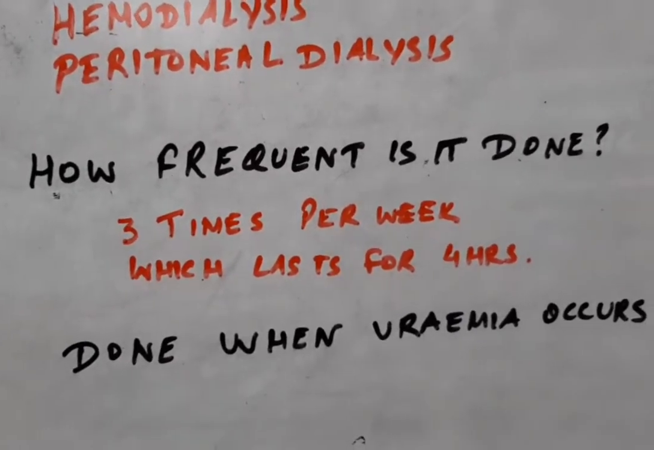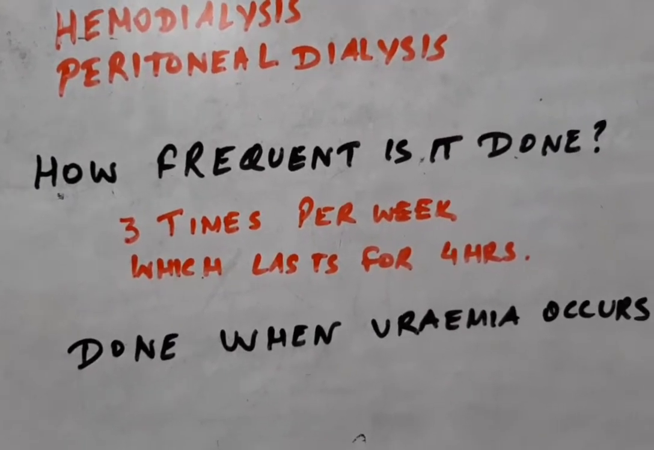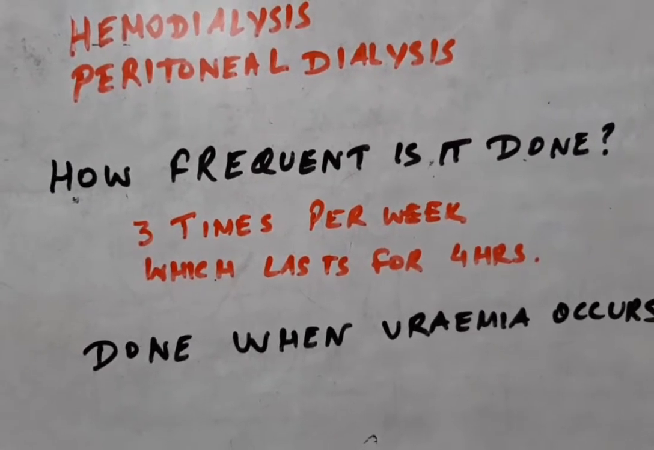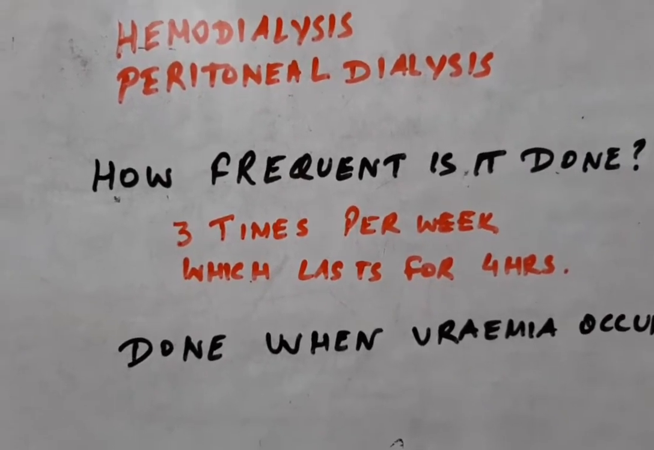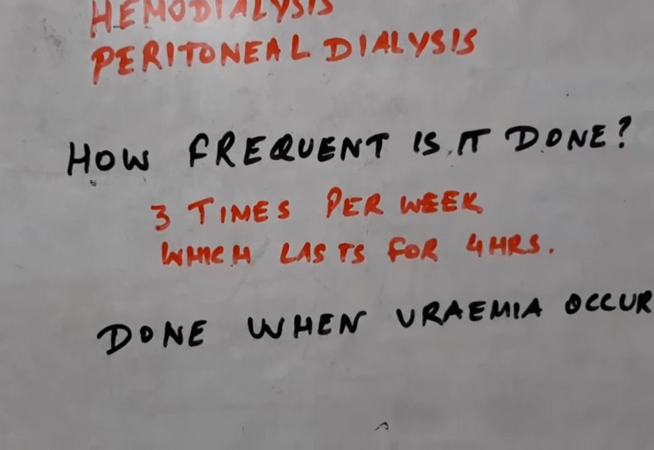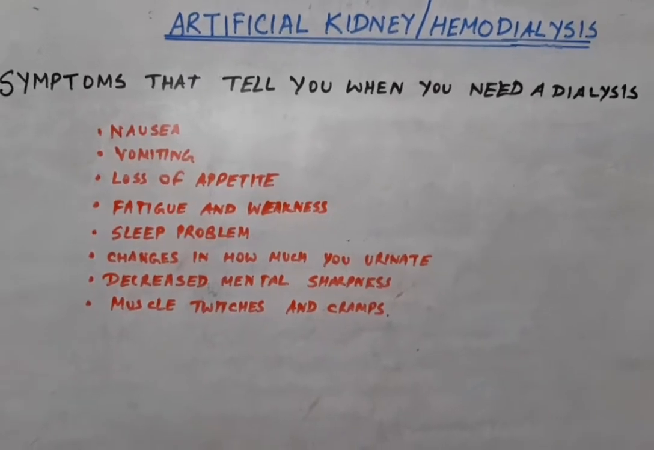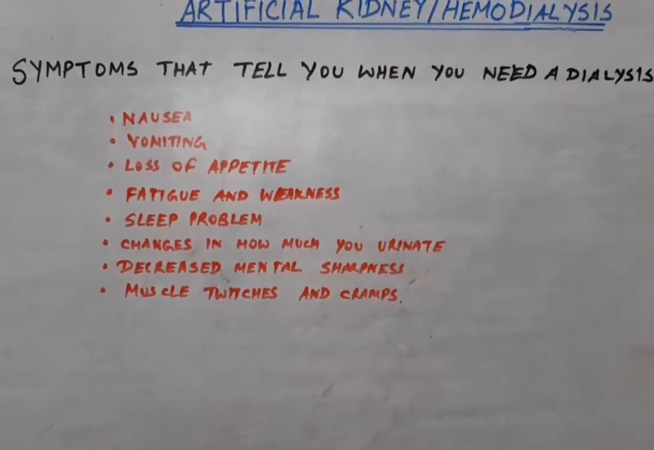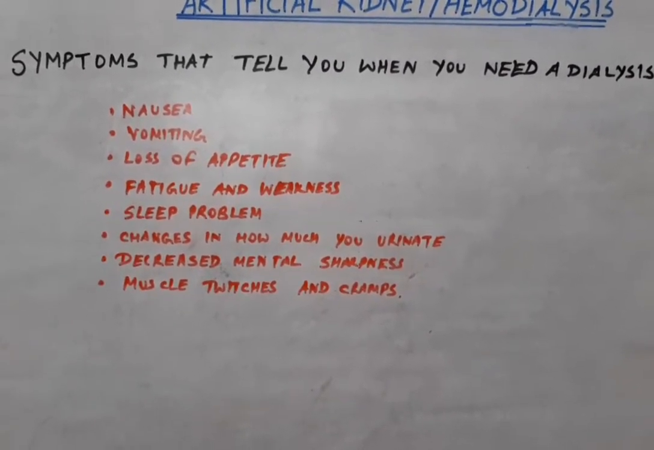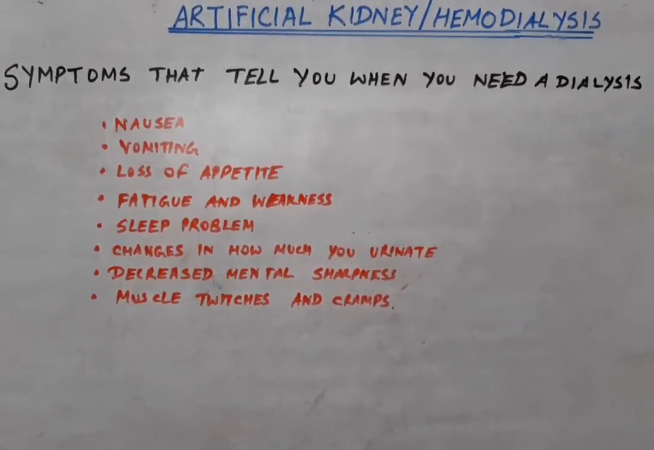Now, when is the dialysis done for a patient? When the person suffers from uremia. Now, what is uremia? Uremia is a condition when the blood urea level in the body increases. Now, when does a person know that he needs a dialysis? Which symptoms will tell a person that he or she needs a dialysis?